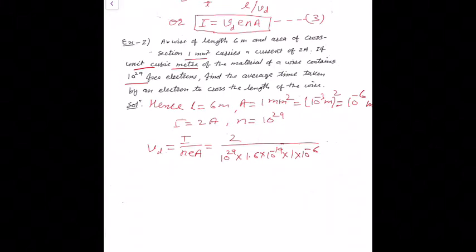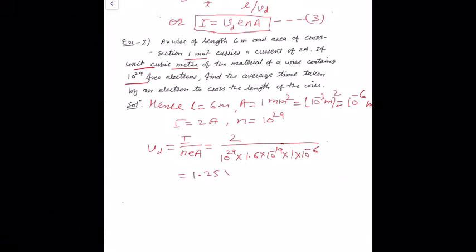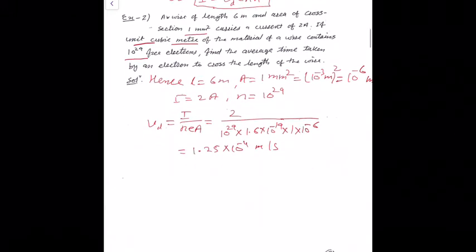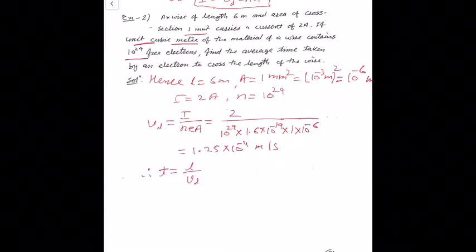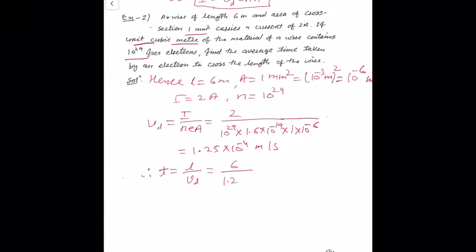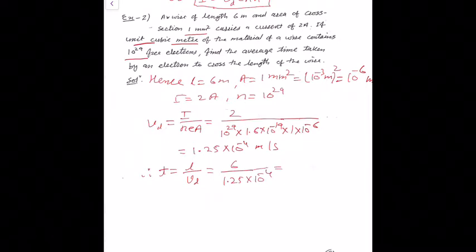After calculation, we will get 1.25 into 10 to the power minus 4 meter per second. Therefore, t equal to L upon Vd, which is 6 upon 1.25 into 10 to the power minus 4. After calculation, we will get 4.8 into 10 to the power 4 second.